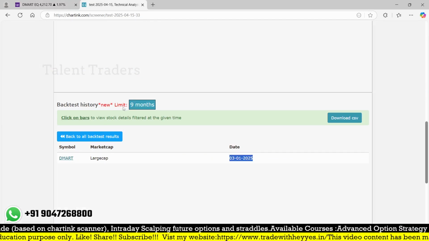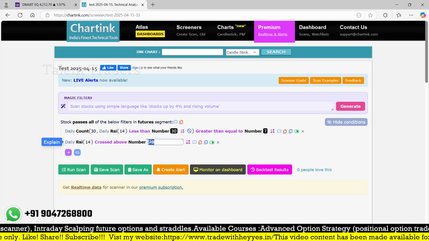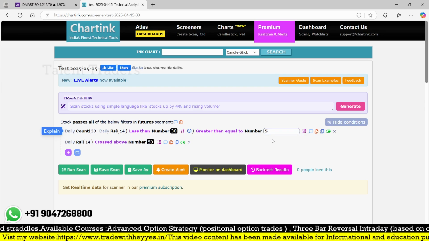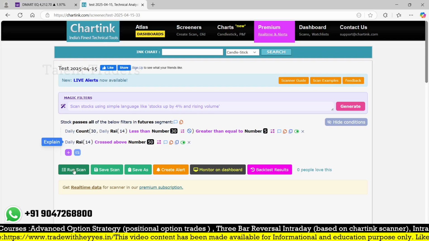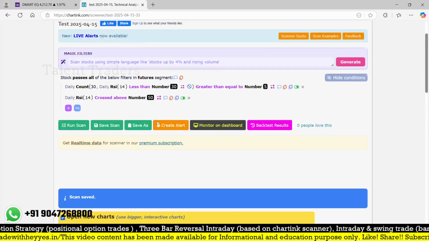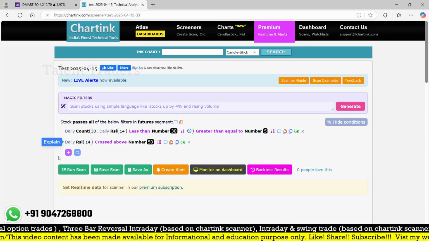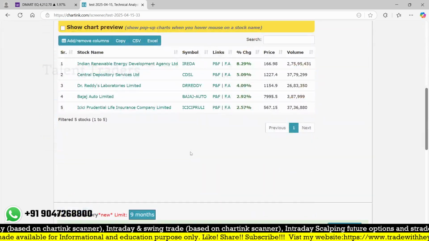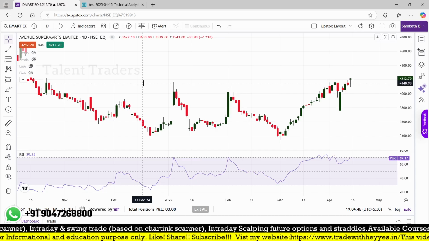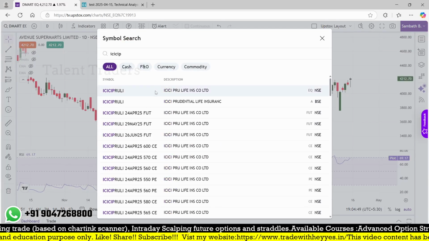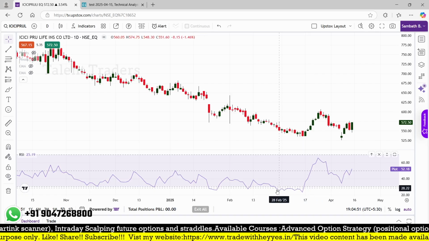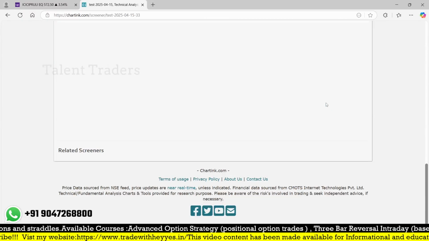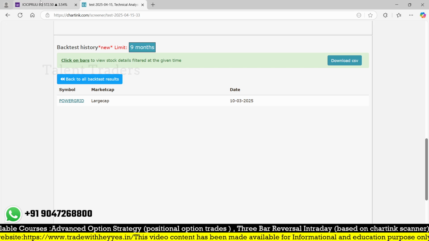So these are the conditions which help you find a stock which sustained below 30 for 5 days, and for testing purposes I'm just changing it. So save scan. This is the condition exactly: trading below 30 of RSI for 5 days, and after that breaking the 50 of RSI, ICICI Pru, right? So you check. Previously it was trading below, and if you want to back test, let me check randomly. This happened in Power Grid on 10/3.